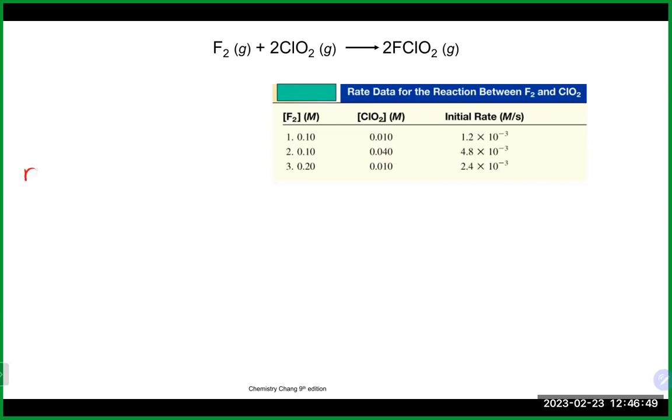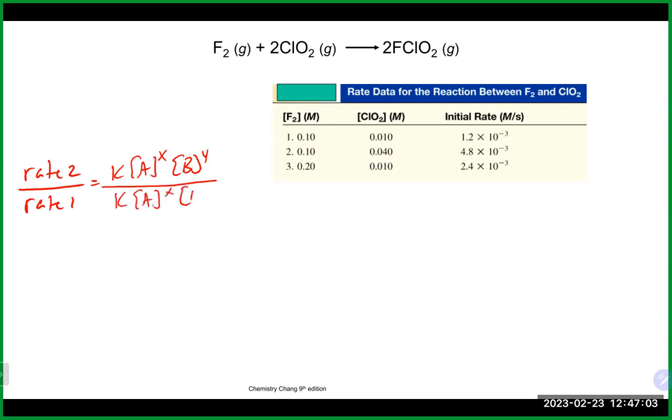So you could take the rate 2 over the rate 1 is equal to K times A to the X, B to the Y, over K A to the X and B to the Y. So when we say rate 2 and rate 1, this is a typical type of table that you may be given in these type of problems. May have 3 entries like this, may have 4, 5, 6, a bunch of entries. But typically what you will have is the concentration of each of the reactants given to you for each of the experiments. That's like experiment 1, experiment 2, experiment 3. And you'll typically have the initial rates given to you for each of those things.